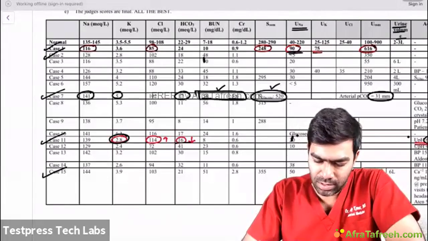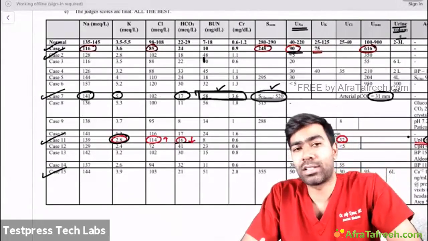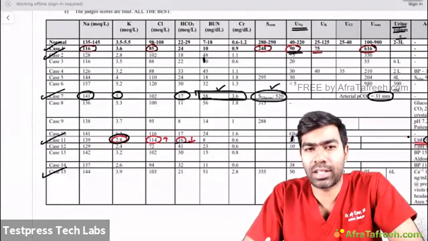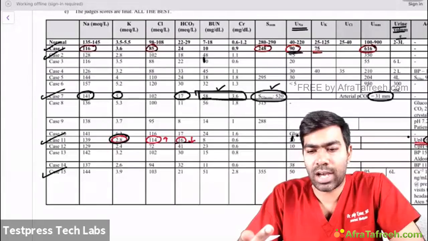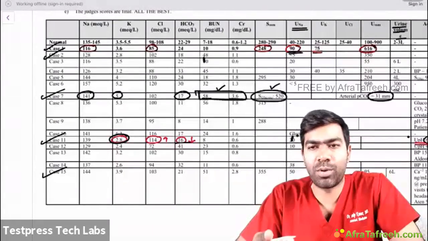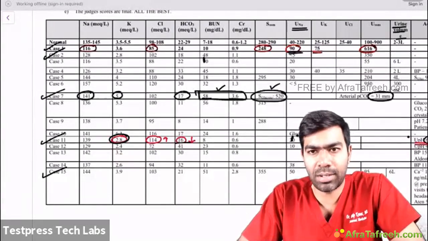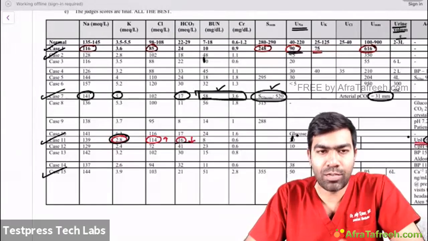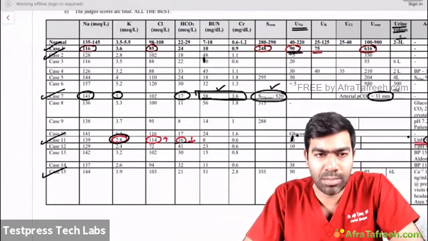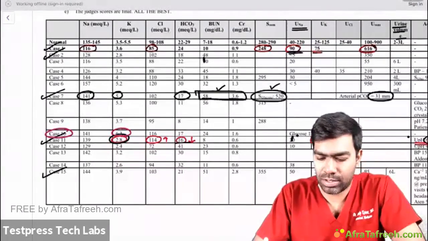So for understanding's sake, let me solve only case number 10, because that is concerned with hyperkalemia. I think we have discussed hypokalemia. We have discussed hypernatremia. We discussed hyponatremia also. And the only thing that is left for completion's sake is hyperkalemia. So we have only one electrolyte left, that is hyperkalemia. So I think for that matter, we can discuss case number 10, which is having hyperkalemia.